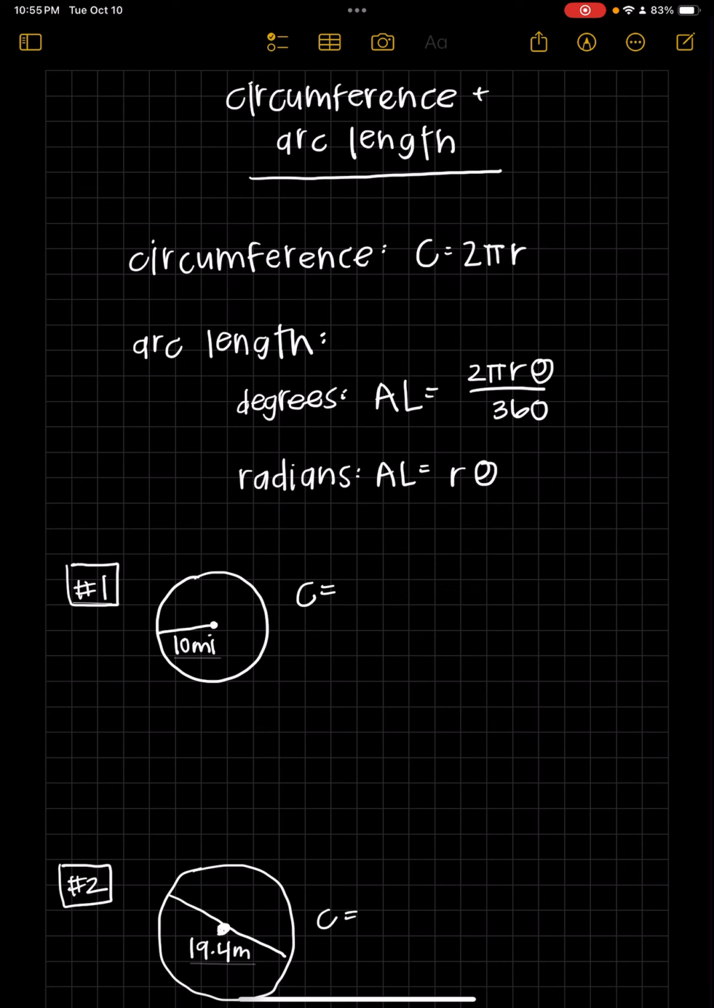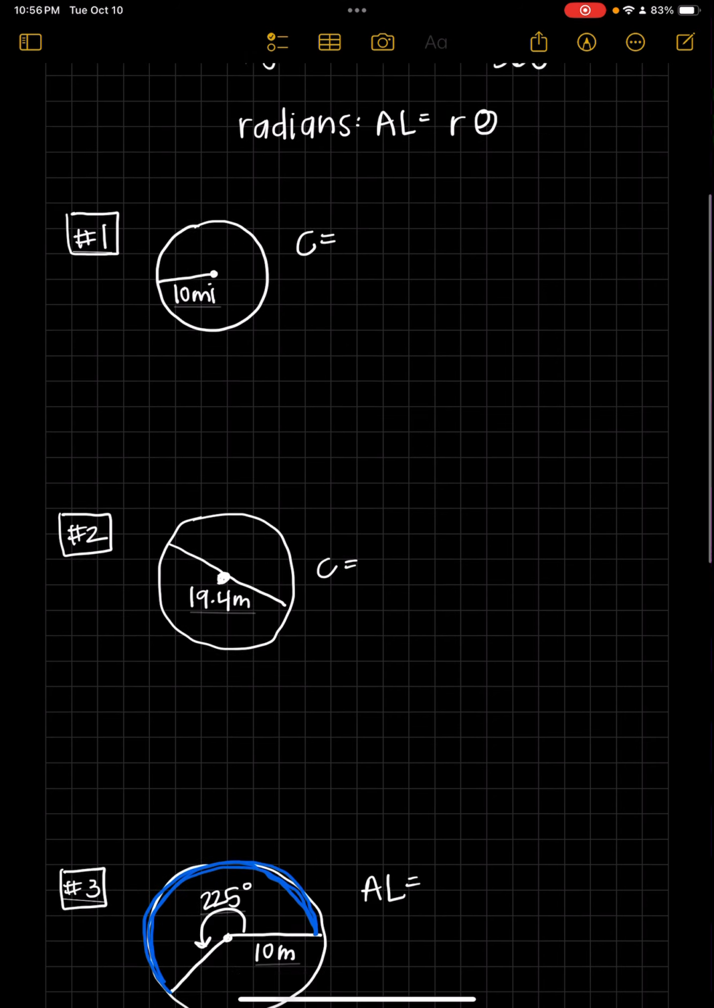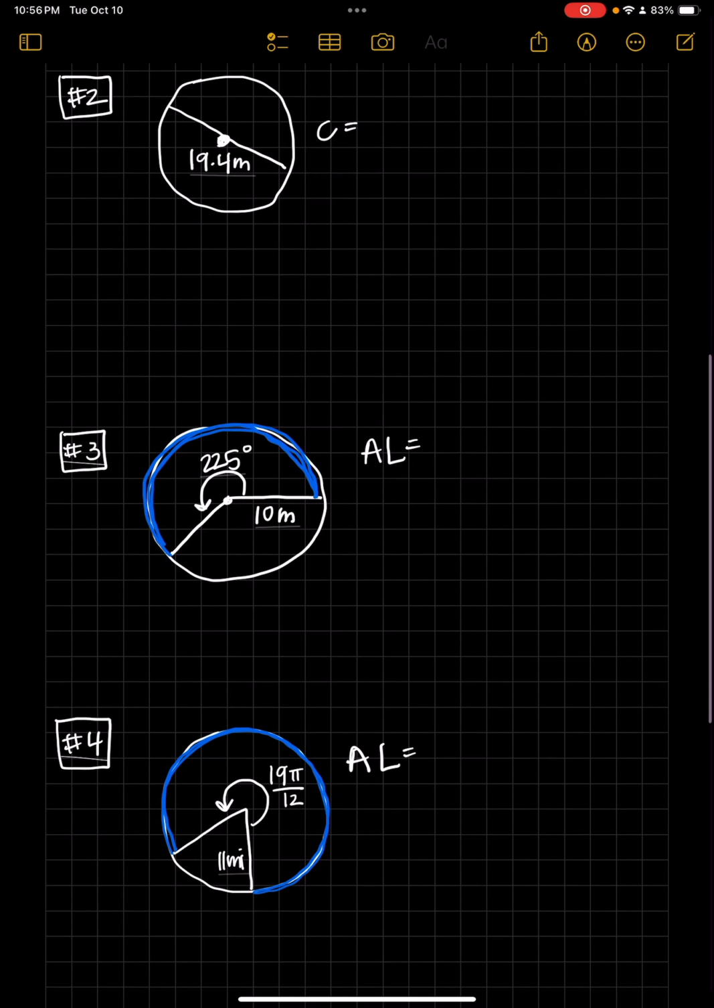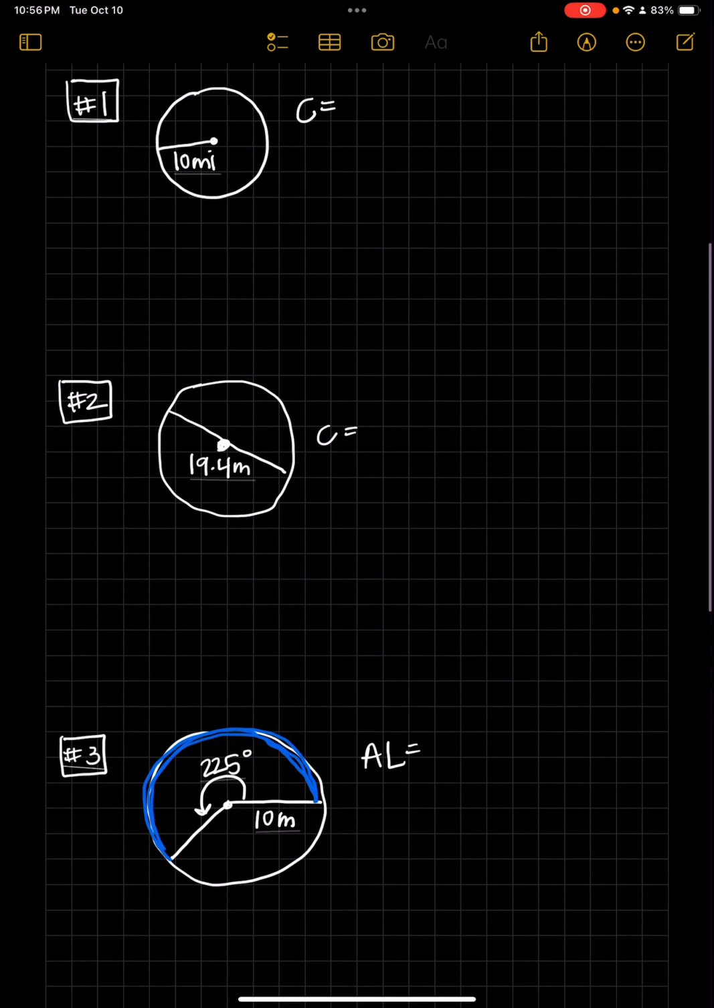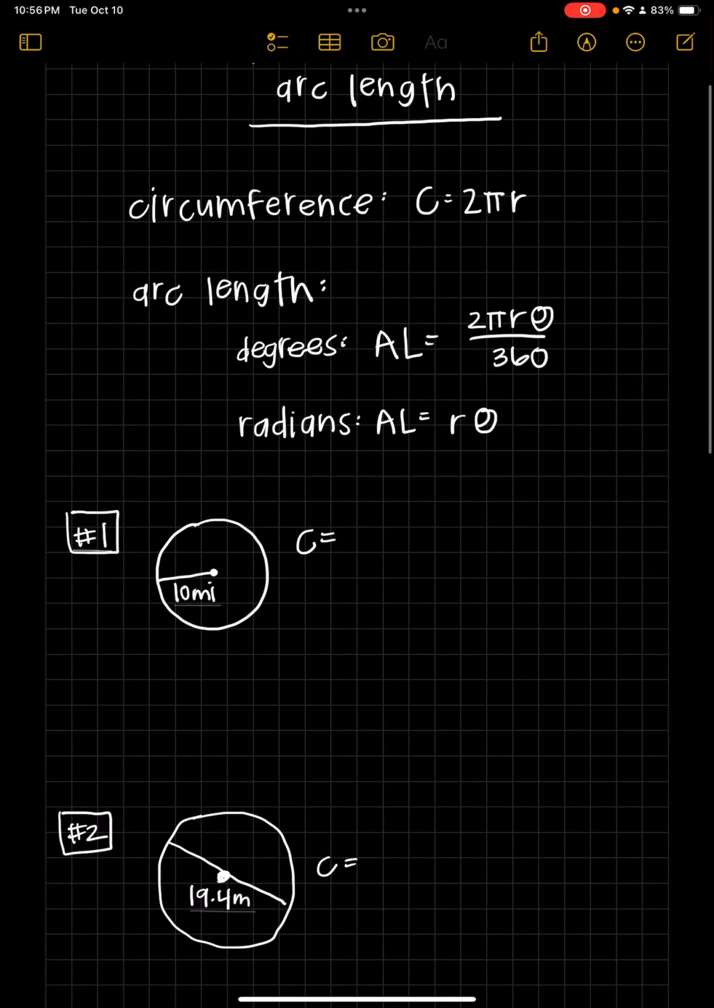The arc length is a portion of the circumference. So, and we'll talk about these in the examples, but if you look down at examples 3 and 4, you have almost like a bolded portion or a highlighted portion. We're looking for that portion of the circle. So we're going to take a portion of the perimeter out, or a portion of the circumference out when we talk about arc length. So let's go over these equations.